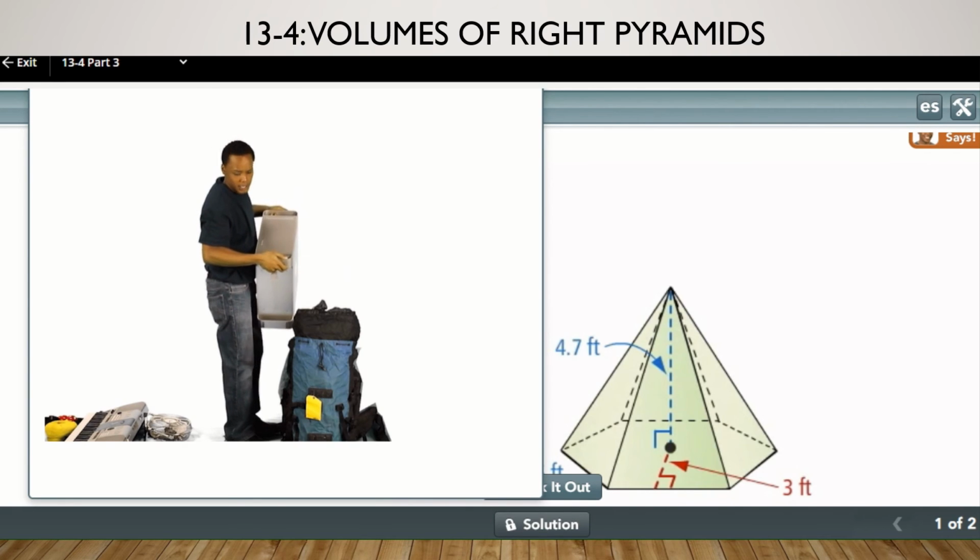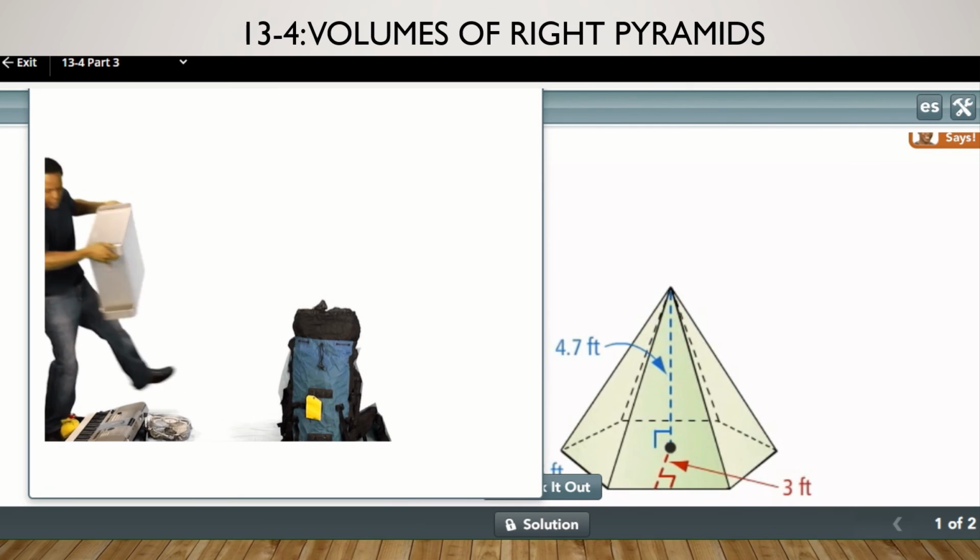Looks like I'll need a lot of volume in my tent. Here we go. Wide load. Everybody move out the way.